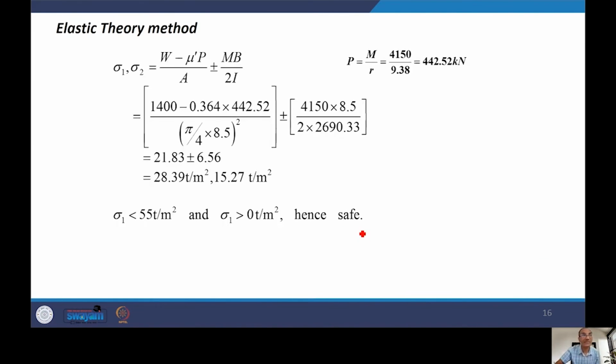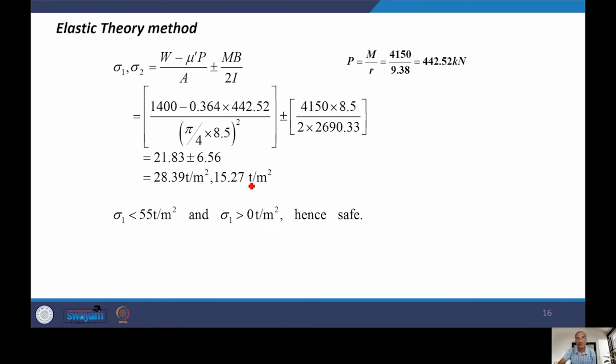Now this was for the elastic theory method. The last item is the check of stresses. Two stresses, sigma 1 and sigma 2, are given in this relation: W by A minus mu prime P plus M by Z. Once you put the numbers in here, you got 21.83 plus minus 6.56, because there is a plus minus sign coming. So the positive value will give you 28.39, while the negative value will lead to 15.27.